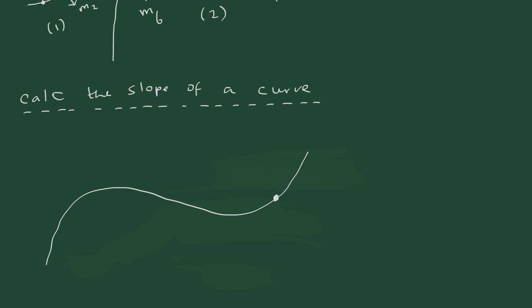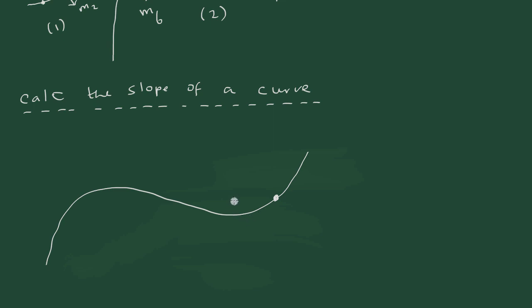The procedure is simple. Let us see what you have to do. All you have to do is draw a tangent. Tangent means a straight line. You are supposed to draw a straight line which is touching this particular point. So let us try to draw.